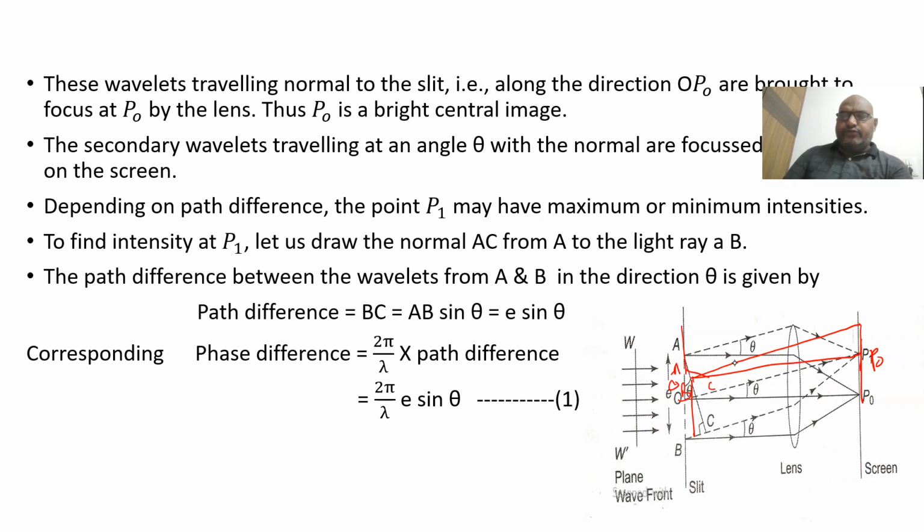From the diagram, as shown in the figure, AB is called the width of the slit, small e, and C is the angle, the opposite side. That is, BC is equal to AB sine theta.